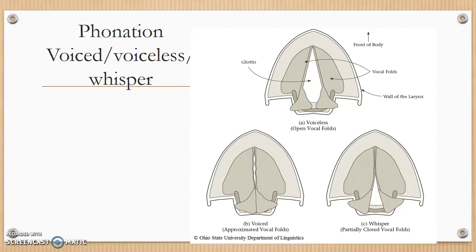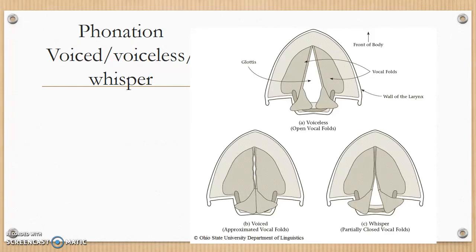Now if you make the B sound and you feel your throat, you're going to feel a vibration. That's called voiced. It means your vocal folds are closed, and so the air is hitting it and it's making it vibrate. Now if you whisper, your vocal folds are kind of closed. You won't feel as strong of a vibration, but you will feel a little something.